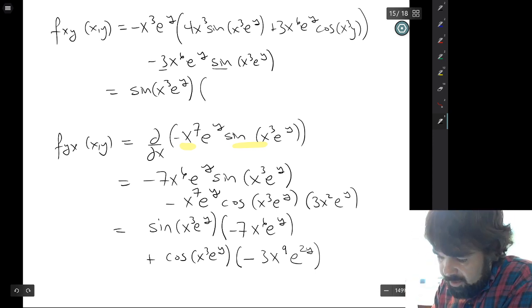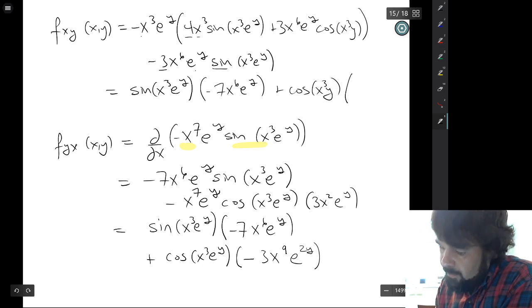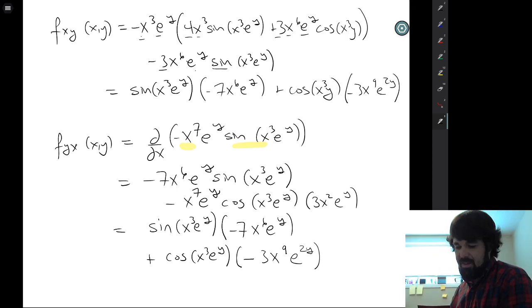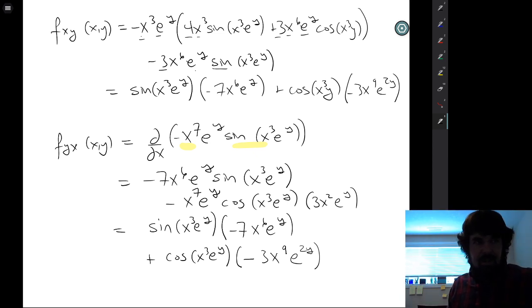Because I should have a minus 3x to the 6 e to the y there, and then there is a minus 4 x cubed times x cubed is x to the 6. So I actually get minus 7 x to the 6 e to the y, and then the cos x cubed e to the y. I'm going to get, so there's a 3x to the 6 times x cubed. I get minus 3x to the 9 e to the y times e to the y is e to the 2y. And it does work out. Okay. It's brutal, but we got there, right?